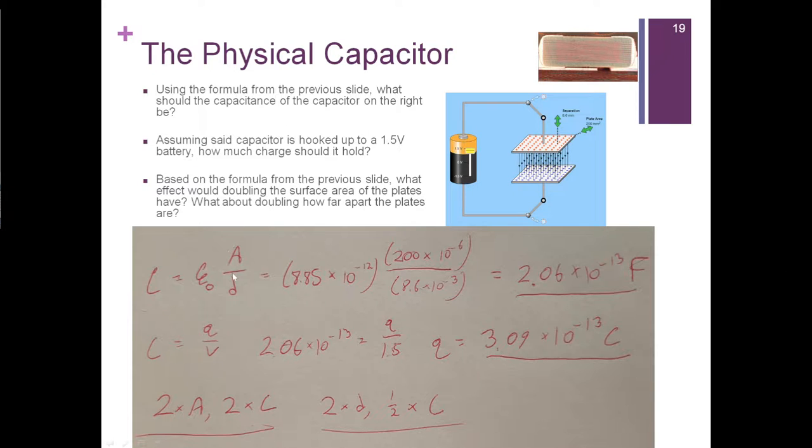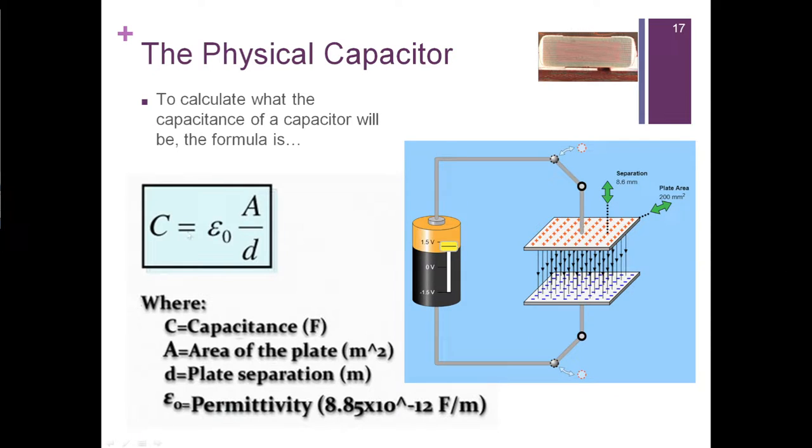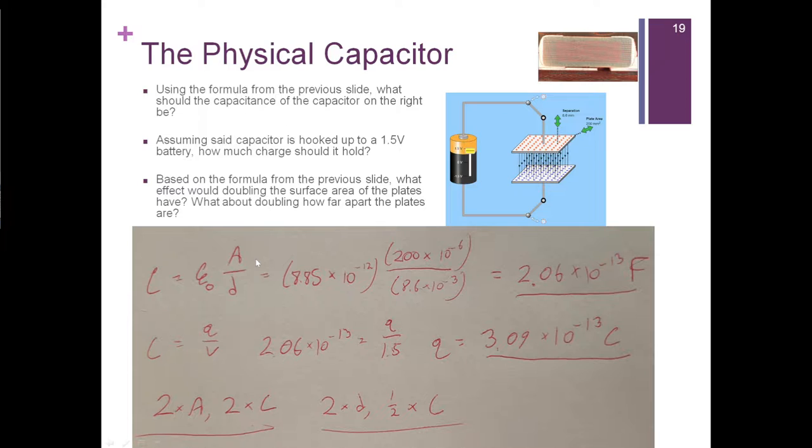So, the formula from the other slide, just to review again. Capacitance equals the permittivity constant, which is always this number, never have to memorize it, times area of the plates divided by the distance between the plates. So, C equals epsilon times A divided by d. We're solving for C. Our permittivity constant is always going to be 8.85 times 10 to the negative 12th, so that's a freebie.